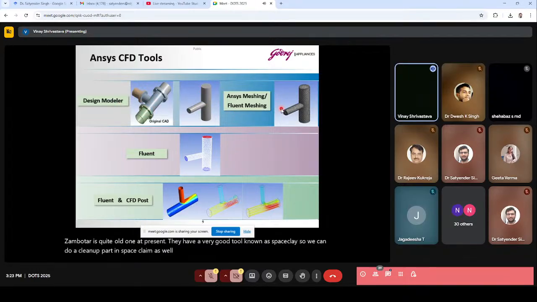Then coming to the meshing part, that can be done in ANSYS Meshing as well as Fluent Meshing. Fluent Meshing is a highly robust meshing tool. Today we will do the hands-on on ANSYS Meshing only. Then the solver, which is Fluent itself, and the post processing we can do in Fluent as well as in CFD Post. CFD Post is a dedicated post processing tool from ANSYS.